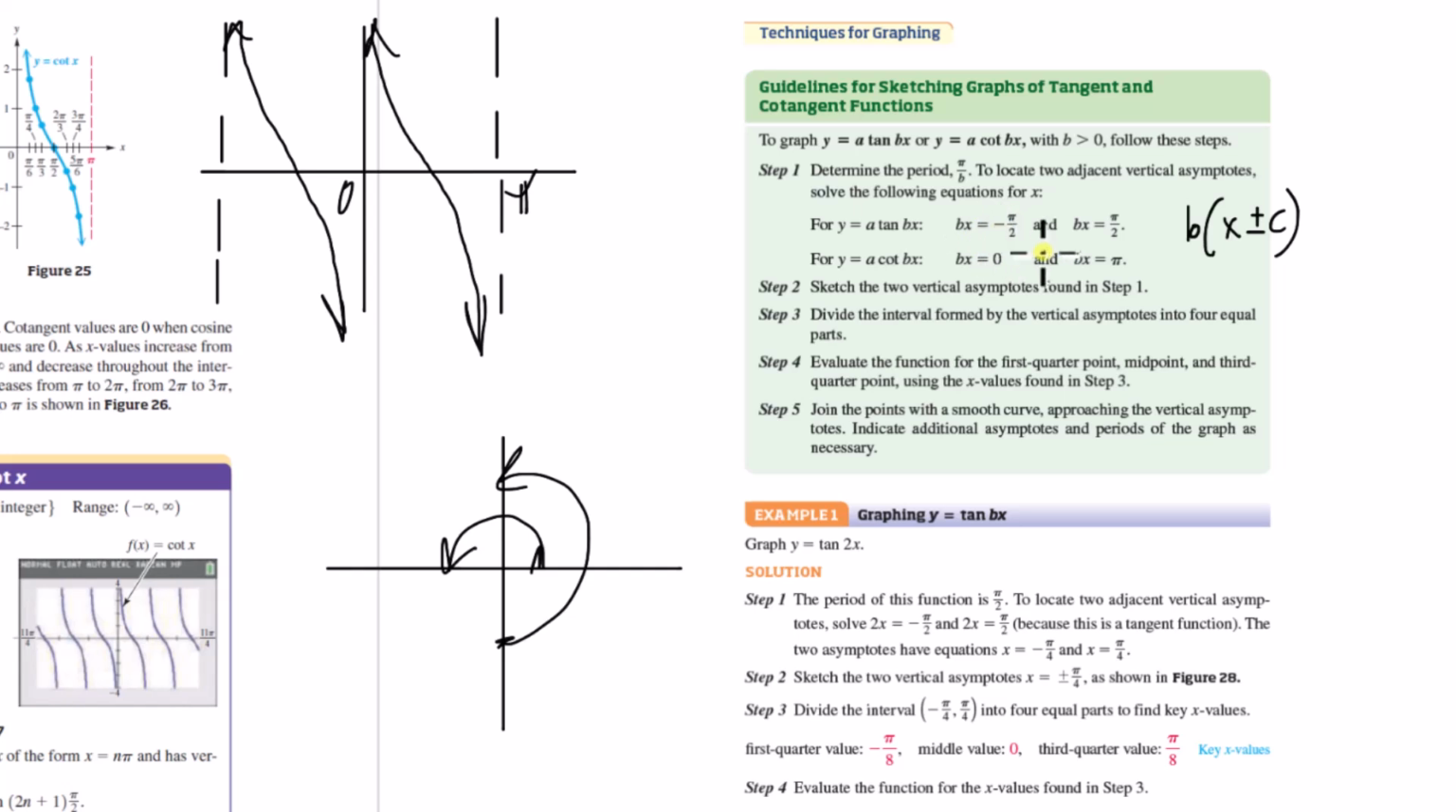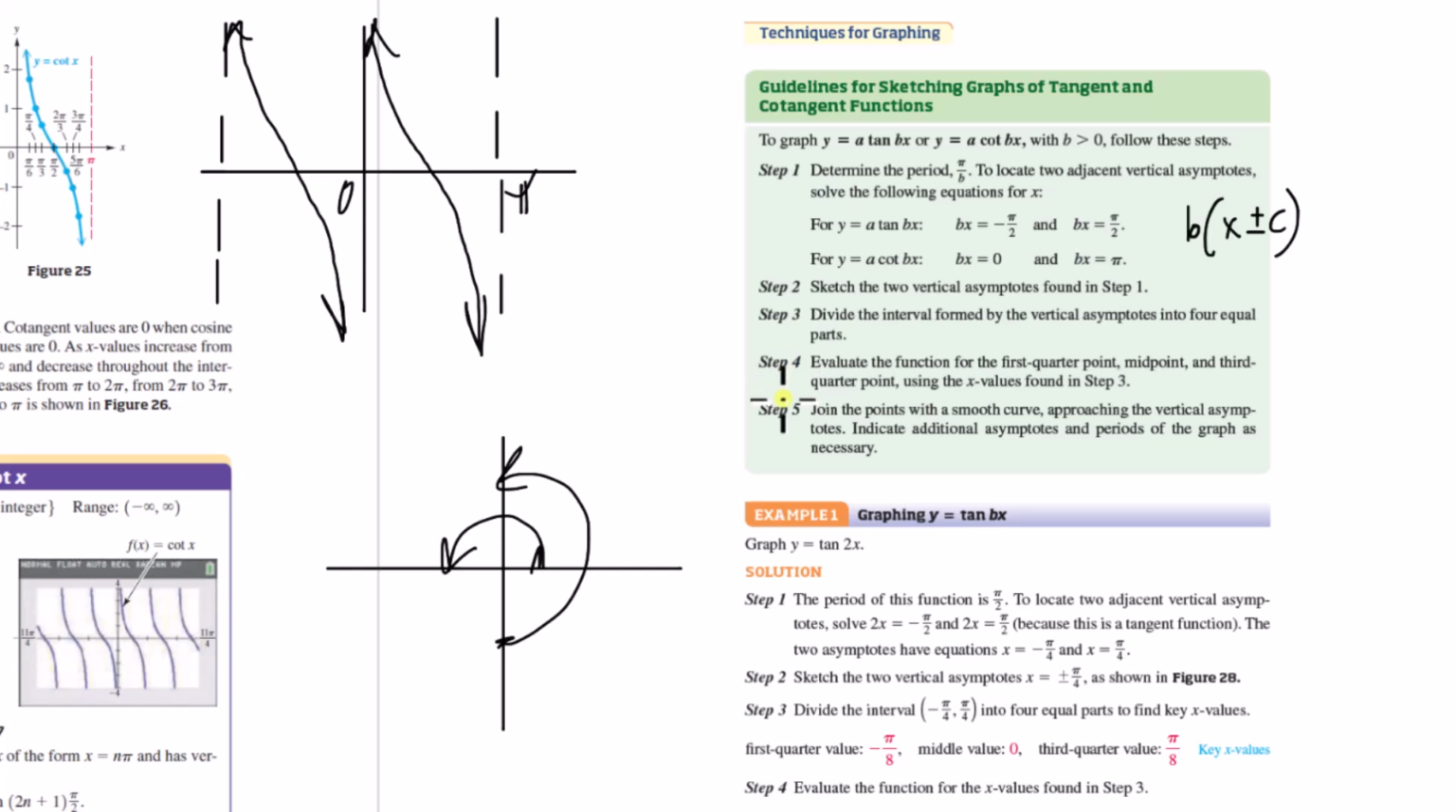Depending on how the period has changed, similar to what we did with the sinusoids, we can just find, based on the change in period and the shifting, where the quote unquote new minus pi over 2 and pi over 2 are for tangent, or the new 0 and pi for cotangent. And then we'll draw the vertical asymptotes at those spots. So you sketch the vertical asymptotes, then divide the interval formed by the vertical asymptotes into 4 equal parts. Okay, so 4 equal parts.